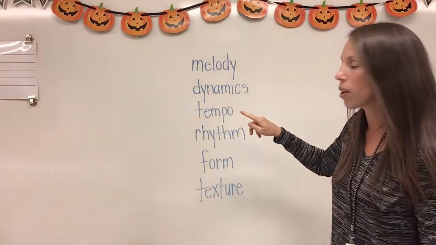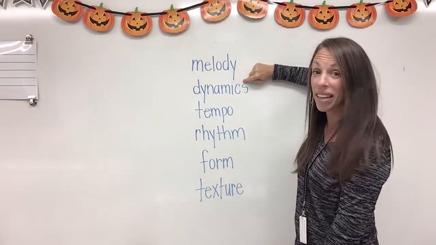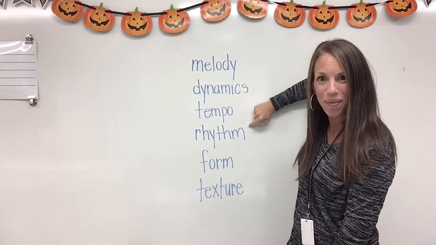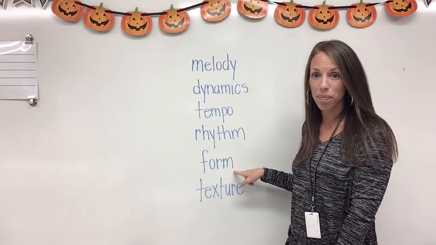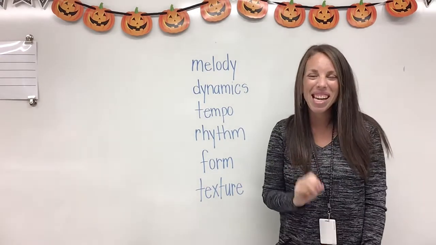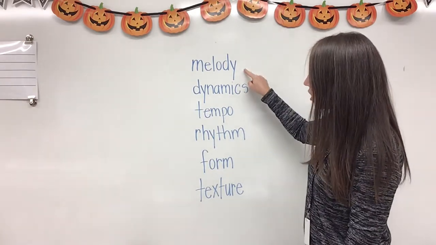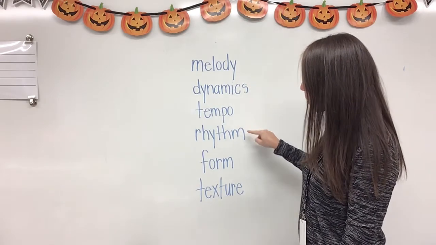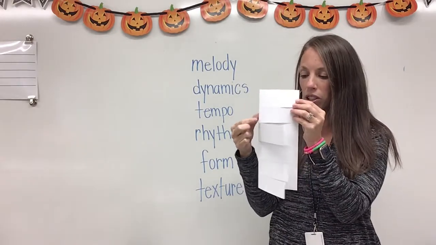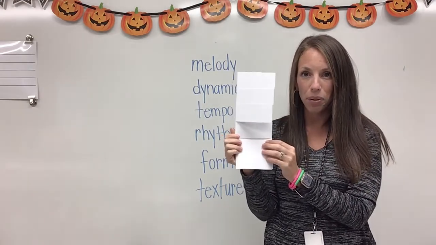So here are our musical elements. We have melody, dynamics, tempo, rhythm, form, and texture. So in your neatest handwriting, I want you to add each of these musical element words to your little sections here. Make sure there is one word per section.